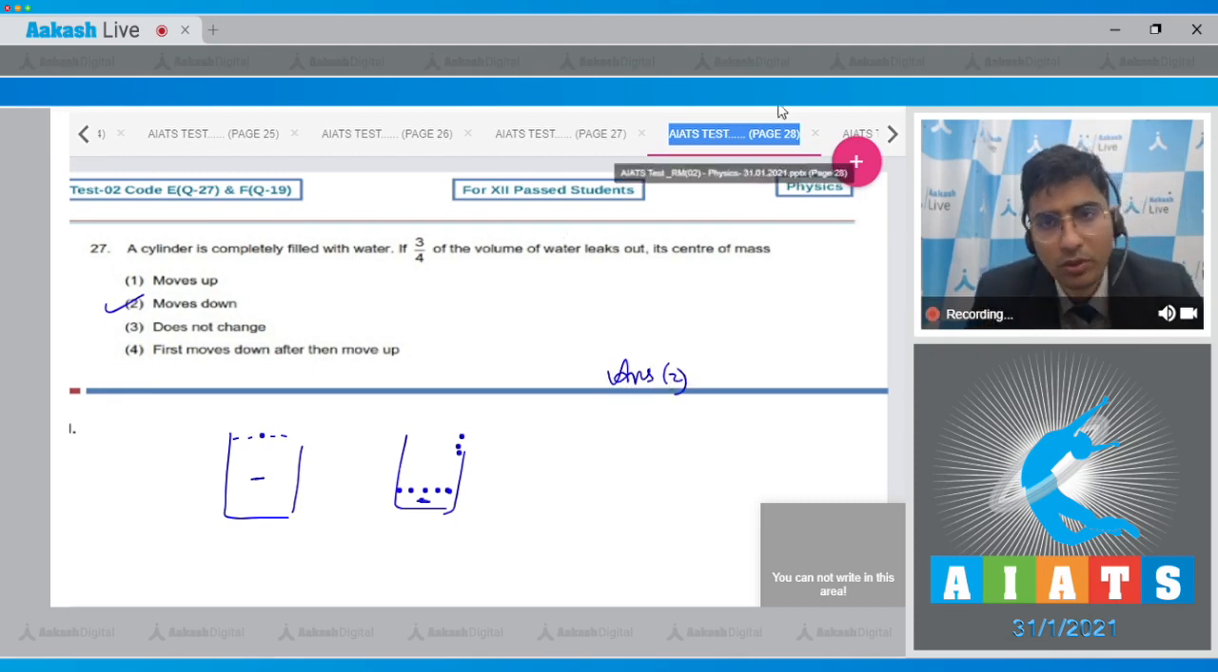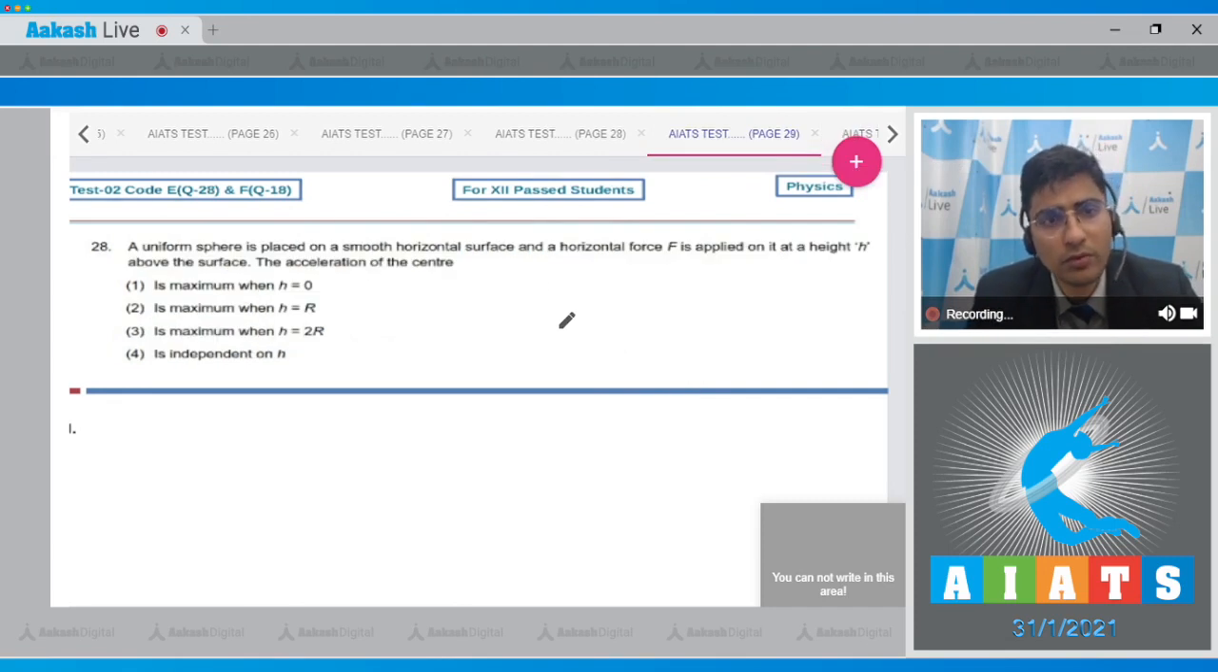Now moving on to question 28. In question 28, a uniform sphere is placed on a smooth horizontal surface and a horizontal force F is applied on it at a height h above the surface. The acceleration of the center, we have to find out whether it is maximum when h is equal to 0, h is equal to r, h is equal to 2r, or whether it is independent of h.